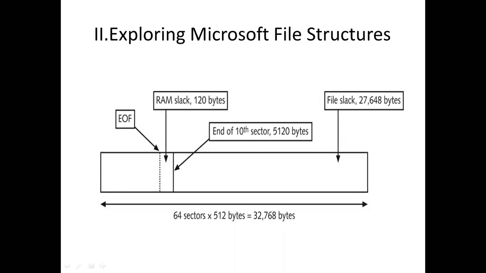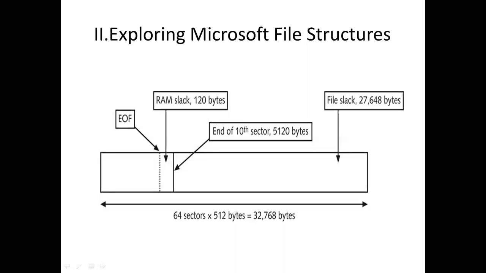Here we will be using our RAM slack. One more thing is there are 32,768 bytes, out of which we have used only a little portion for our text document. So the remaining 27,648 bytes are unused. So that can also be used as a file slack. So a lot of unused spaces are available.